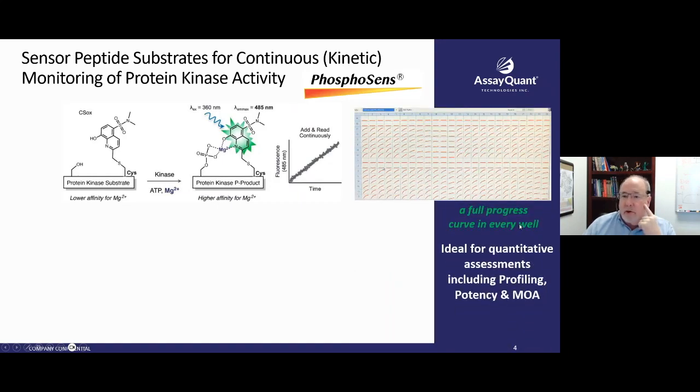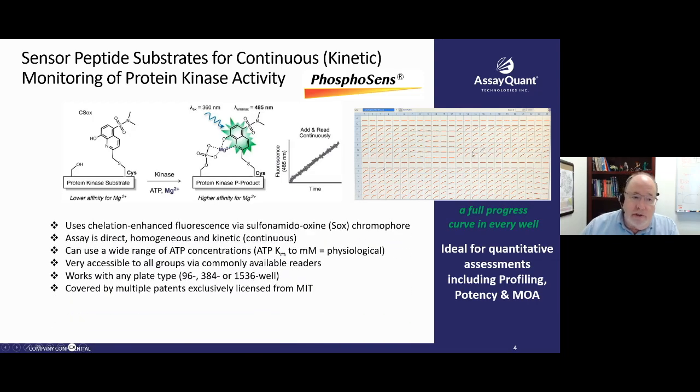so that in the end, you end up with a progress curve in every well. And here we're showing a 384 well plate. We started in 96. We're working in 1536 at this point. So a progress curve in every well. You can do dose responses. You can do a whole variety of applications, which you'll see in a second. But all of this is dependent upon this chelation enhanced fluorescence that's made possible due to this SOX chromophore. So it's direct, it's homogeneous, and it's most importantly continuous.